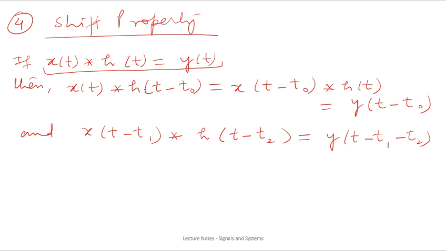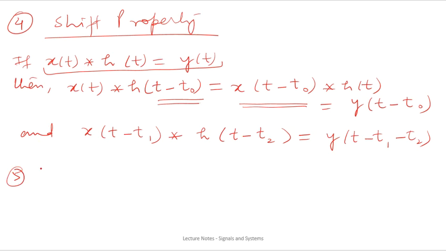If there is a shift in the h(t) signal, that is t minus t0, or a shift in the x(t) signal of t0, then the same shift will be in the output signal. The output signal will simply be represented as y(t minus t0). If there is a shift in both signals, t1 in the x(t) signal and t2 in the h(t) signal, the total shift in the output signal will be t1 plus t2, that is y of (t minus t1 minus t2).